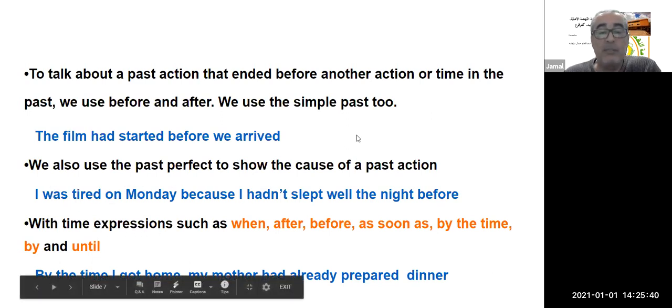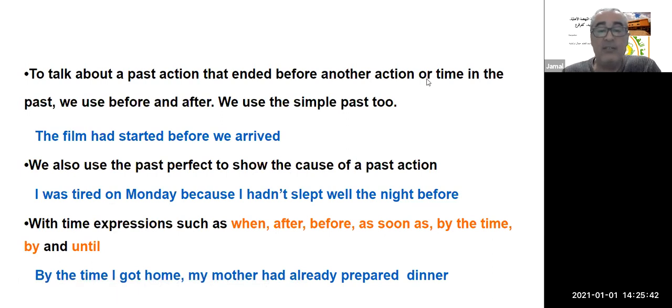We use it with time expressions such as when, after, before, as soon as, by the time, by, and until. For example, by the time I got home, my mother had already prepared dinner. So which one happened before? Got home or had already prepared? Absolutely, had already prepared. Good.